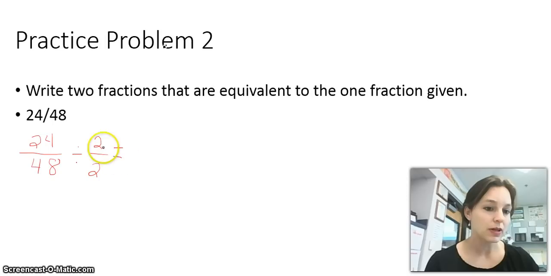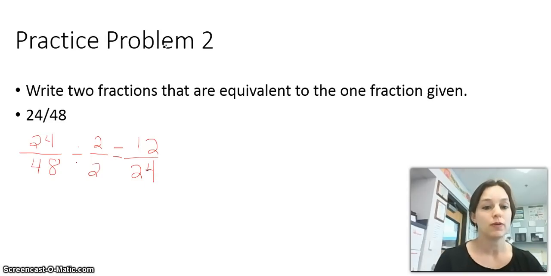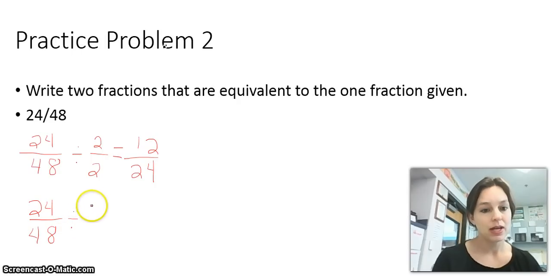Well, I could do 24 divided by 2 is 12, and 48 divided by 2 is 24. So 12/24 represents the same value, or is equivalent to 24/48. I could take my same fraction, 24/48, and divide that by 12. Let's divide it by 12 twelfths.